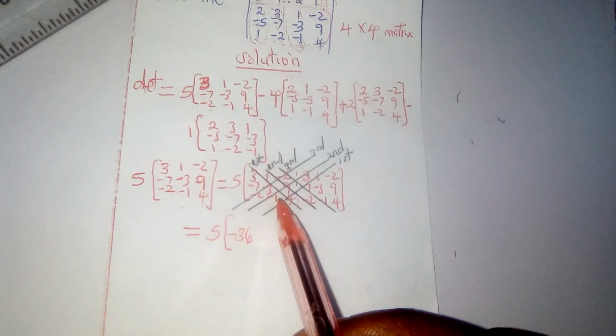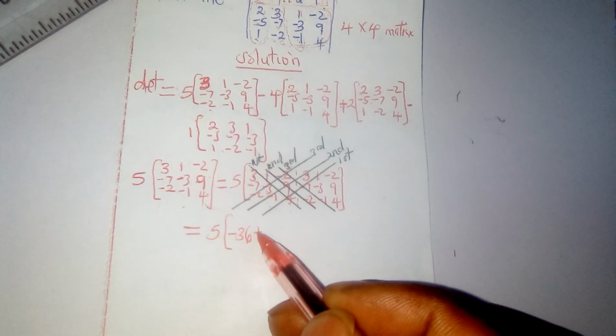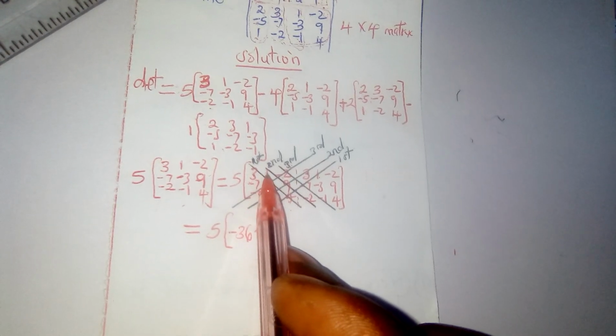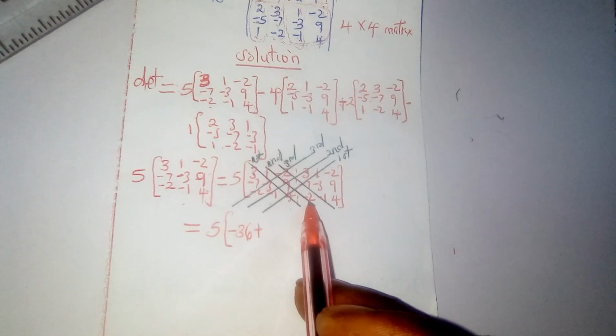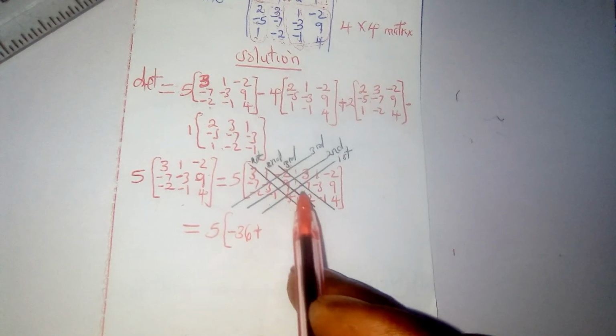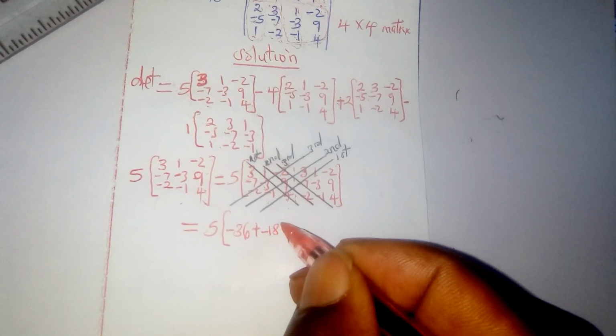My next is now the second diagonal, and I've told you that you are supposed to be adding, yes. So when you come here, I have 1 times 9 times negative 2, that is 9 by negative 2, that is negative 18. So I'll come here and write negative 18 there.